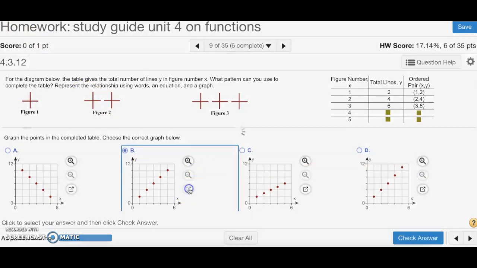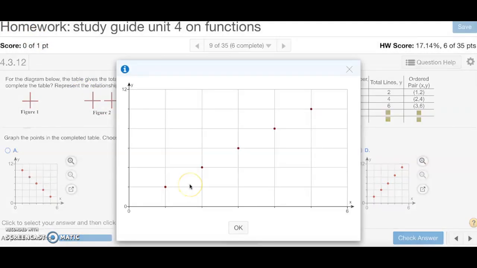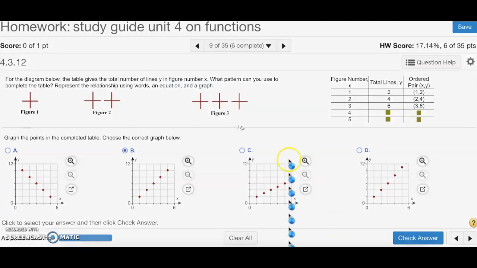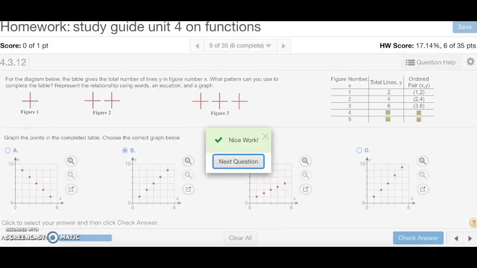So let's make B larger to see what it will be. So we have the x's going up by 1s. 1, 2, 3, 4, 5, 6. Y's are going up by 2s. 2, 4, 6, 8, 10, 12. So here we have 1, 2, which matches. 2, 4, 3, 6. So that matches, so it's going to be B. And that's number 9.